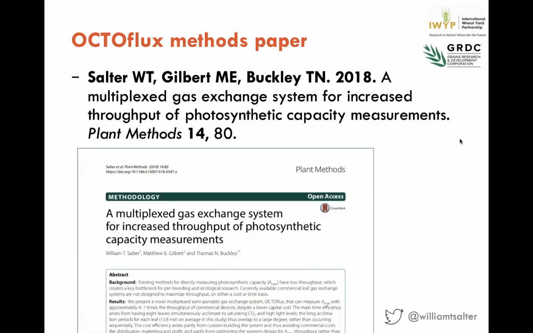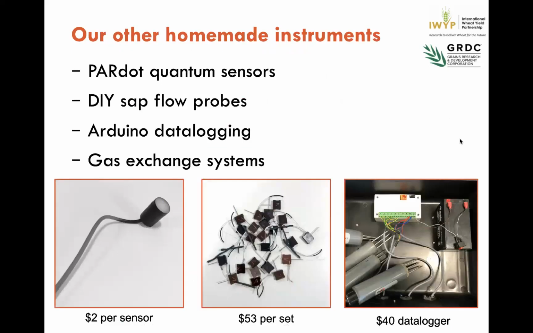And so we are working on a much larger paper combining the data from our power bars and our OCTOflux system. So keep an eye out for that as well. In our lab, we're also interested in sort of building other cheap instruments that don't compromise on data quality. So we've built $2 quantum sensors using exactly the same photodiode as is in our ceptometers. Again, compared to a Licor quantum sensor, we get a really good calibration curve.